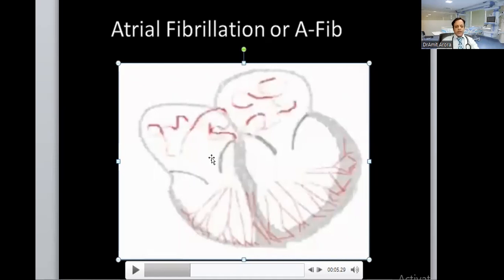So depolarization of atria is represented by which wave? Tell me, type it down please, fast. Depolarization of atria is represented by which wave? We have just completed this. P wave, Viren, Aisha, good. Yes. So what will happen to the P wave in atrial fibrillation?